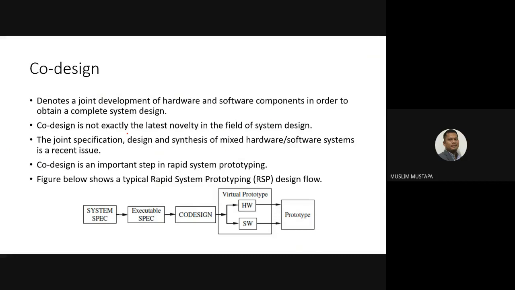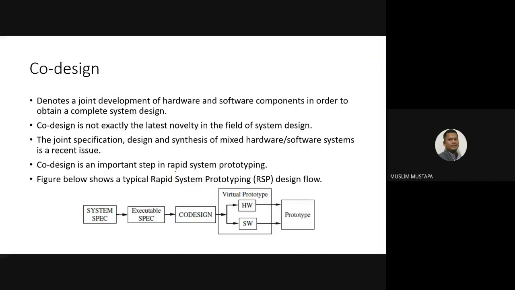But in today's current market, how is the SoC design going to be? So we'll see later. Like to join spec, design, and synthesize of mixed hardware software systems in recent issue. And then co-design is also an important step in rapid system prototyping. So it's an important step.